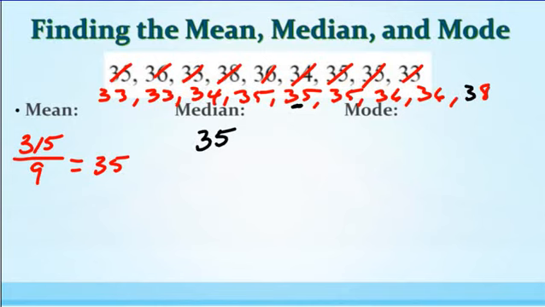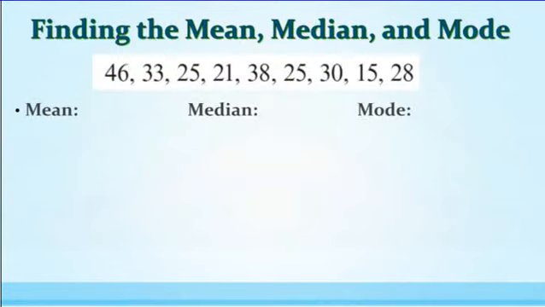And then the mode, the number that appears most often. Well, the number that appears most often is 35 because that appears 3 times. The next closest is 36 and 33. So our mean, median, and mode for this one is all 35. But that won't always be the case. Let's look at another example.